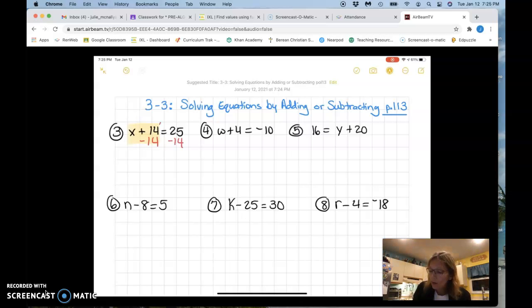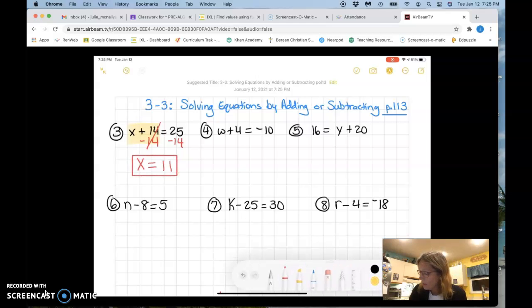So on this side, the 14s cancel out and I just get x equals. And then on the other side, I'm just going to add those numbers together. 25 minus 14, which is 11. And that's it. Let's look at the next one.